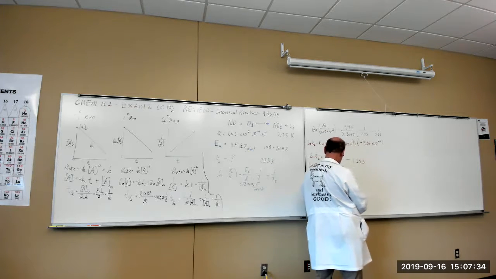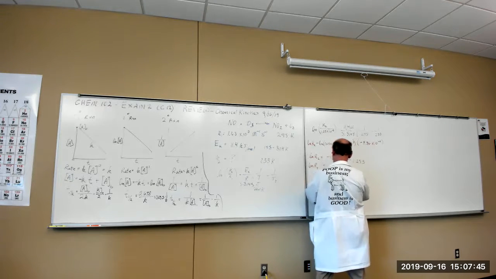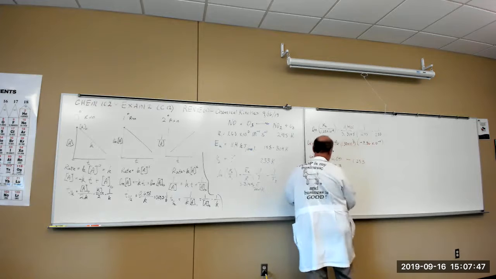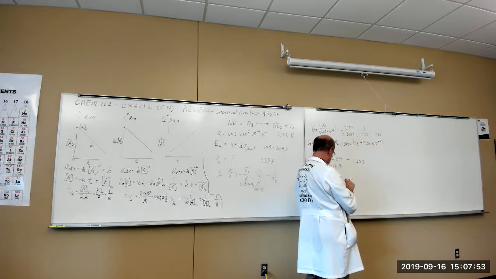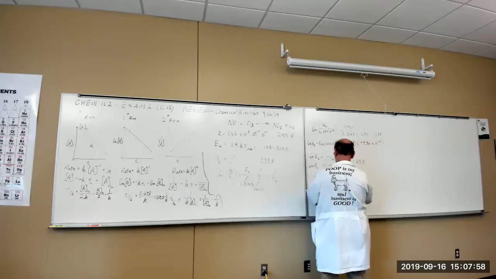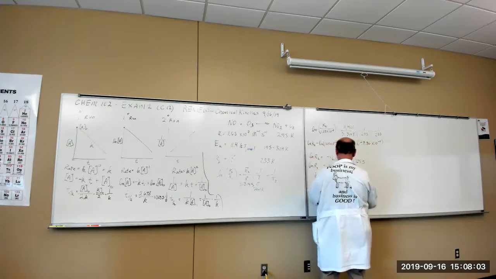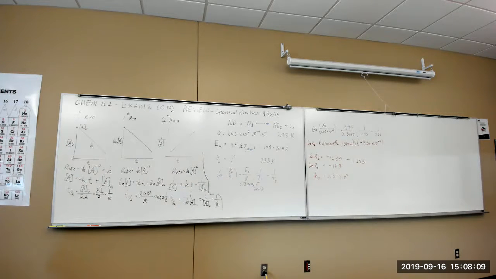I did something wrong. Hold on a second. This is minus 17.3. Then that becomes the exponent of e. I get 3.34 times 10 to the 7th. It still doesn't look right. It's off.